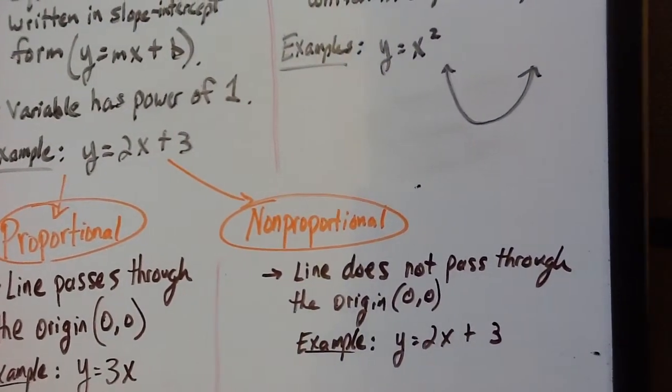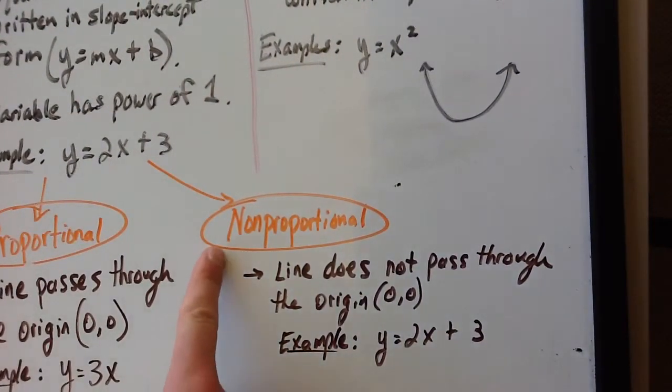Now, if it does not pass through the origin, we call that non-proportional. It's non-proportional because it does not pass through the origin. It does not go through the point 0, 0. And so an example of this would be y equals 2x plus 3. As you can tell, the 3 there, that's the y-intercept. So it passes through the y-axis not at 0, but at 3. So it's non-proportional.